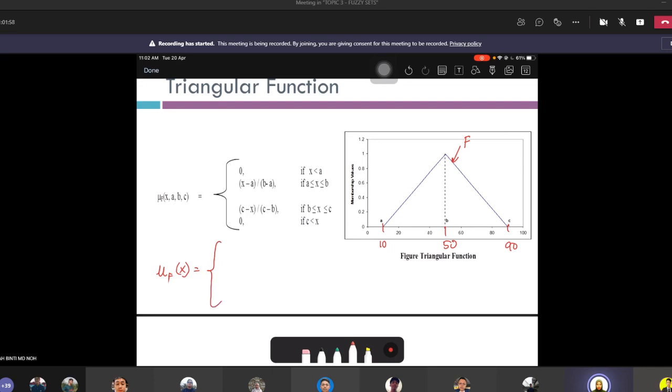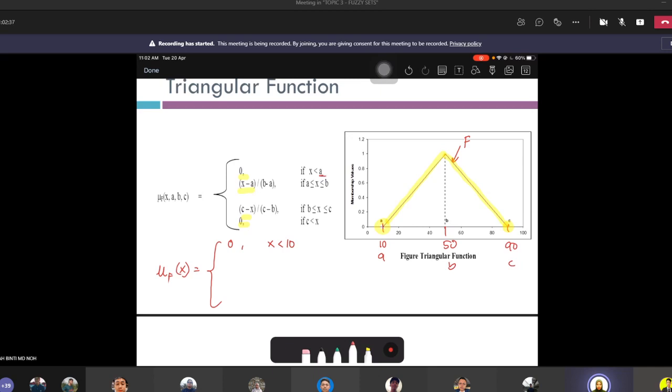Sama dengan dia curly bracket je tapi besar. Okay, so you akan ada empat bahagian. Satu adalah dekat point ni, satu adalah the line up linear, satu lagi linear going down, satu lagi dekat point ni. Okay, so you ada 4 function. So yang first kali dia akan kosong bila X less than 10. Betul? Sebab A dia 10 kat sini.